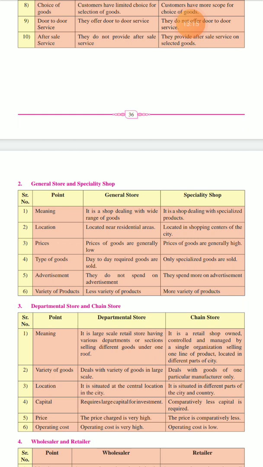Next is variety of product. Okay, so here in general store, less variety of product you will find, whereas in specialty shop you will find more variety of the product. Now suppose if you go to a general store to buy some cosmetics, you will find only a few cosmetics over there, whereas if you go to a specialty shop, you will find wide varieties of cosmetics over there, because that shop is mainly operating for cosmetics.